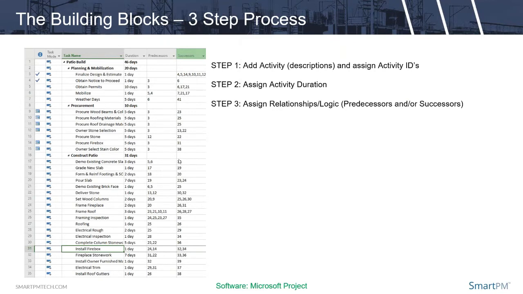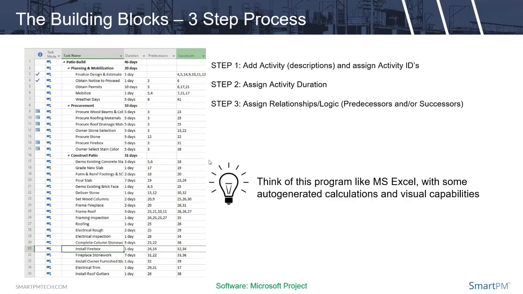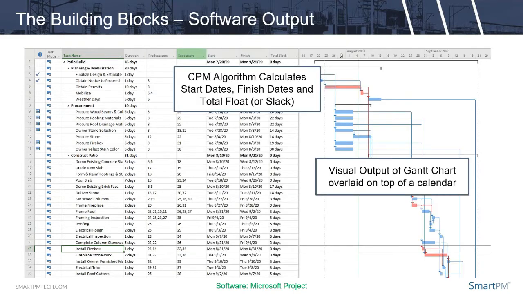So those are really the rules by which this schedule lives. And what happens is an algorithm takes that information and starts to create these start dates, finish dates, and these float values. So once you punch all that in, you'll hit schedule, and all of a sudden these start dates, these finish dates, and what we refer to as total float get calculated. And then it gets visually placed on a calendar.